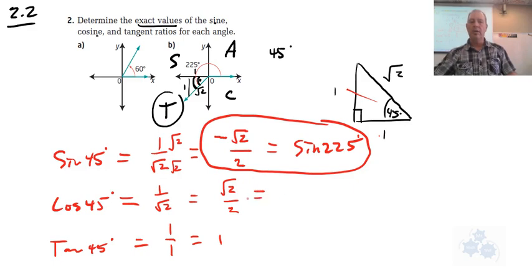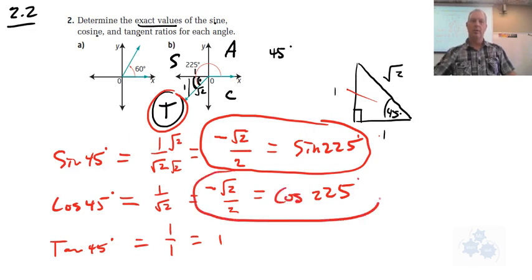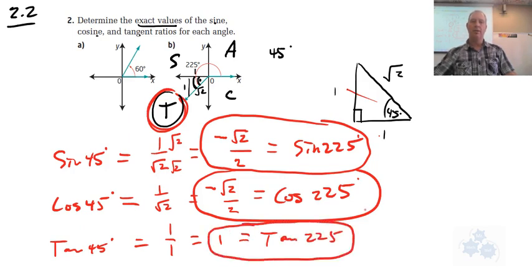Okay? This value right here is the same as sine of 225, but the CAST rule says that only tan is positive. Sorry, I wrote sine, I meant cos. So I have to do this as well, see? And then the CAST rule says that tan is positive here, so tan of 225 is the exact same as the tan of 45. So that's how you get those values for number 2.